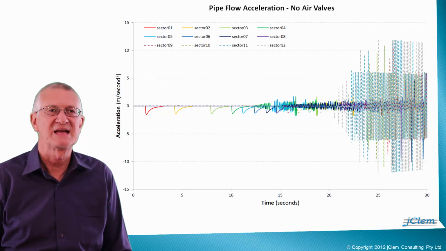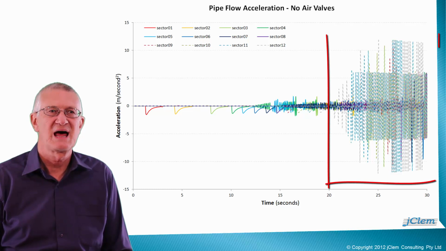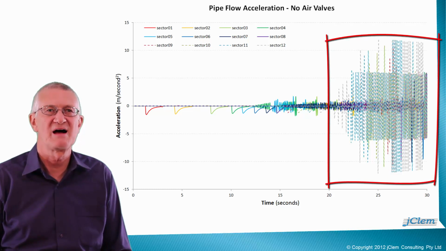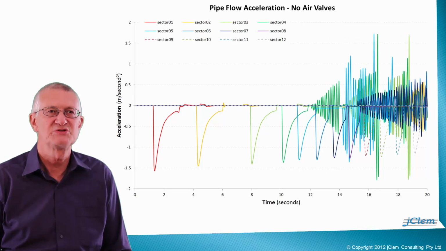Zooming in to look at the acceleration patterns in the first 30 seconds, the graph looks like this, with the large positive and negative acceleration values occurring after the initial pressure downsurge reflects off the discharge manhole at the 20 seconds mark. So let me zoom in once more to look just at the first 20 seconds.